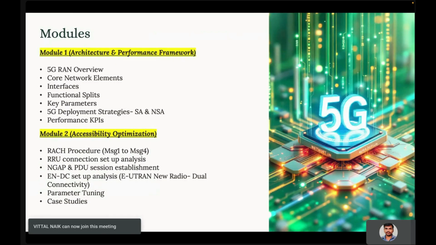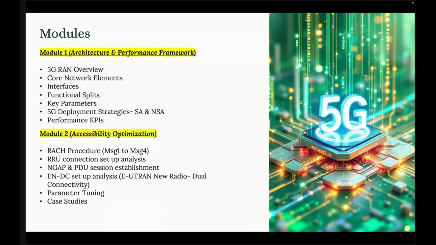Second, talking about the network architecture. The core through which the handset accesses the LTE network is the EPC, Evolved Packet Core. While in 5G, it will be the 5GC, 5th generation core. This is the new introduction in 5G.